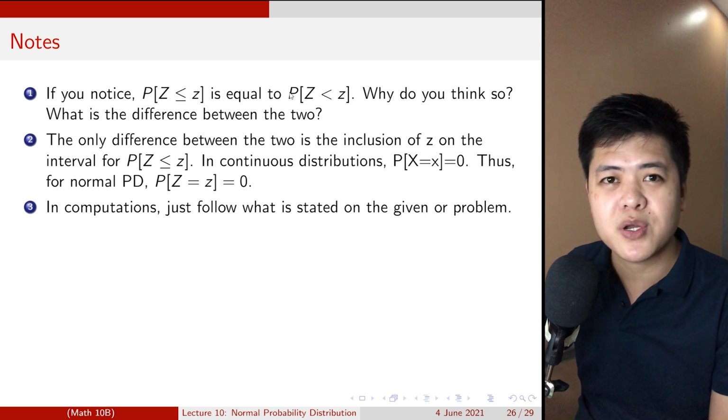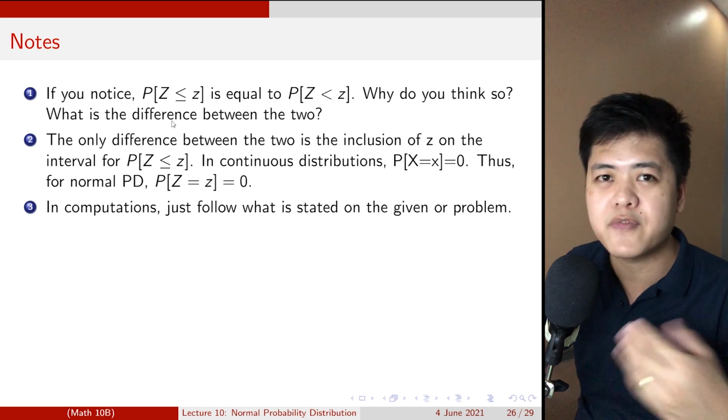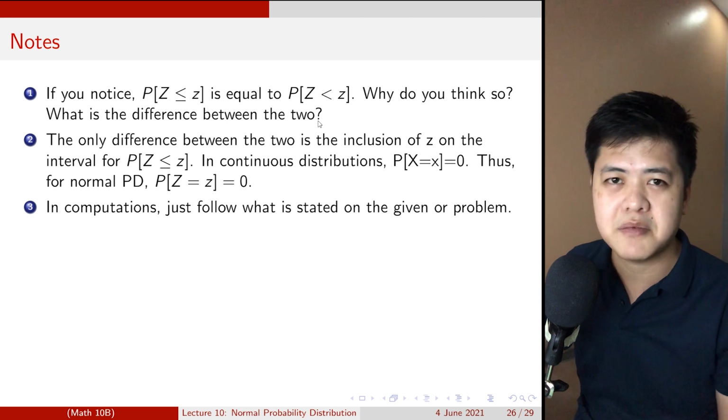So, what about in computation? If what is given to you is this one, then you have to use less than or equal. If it's less than, then use less than.